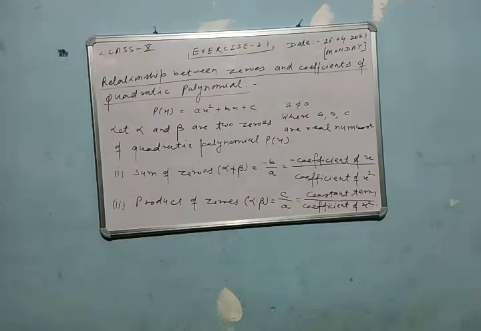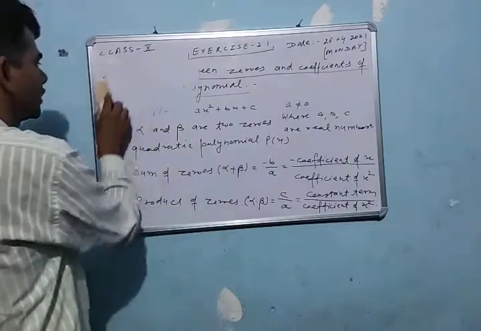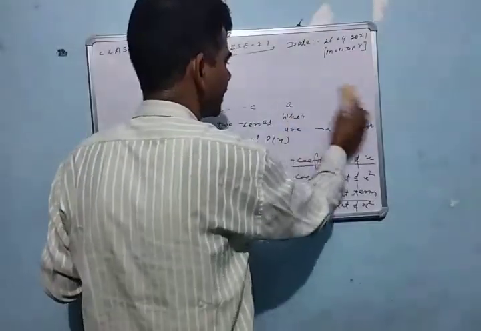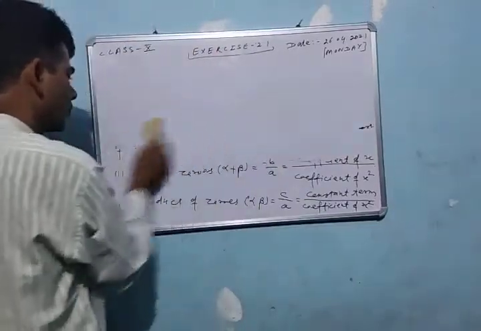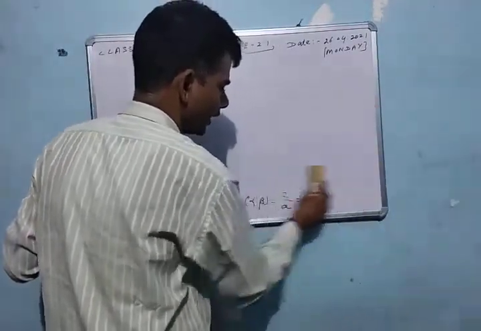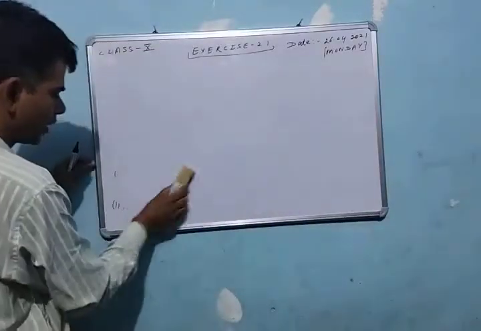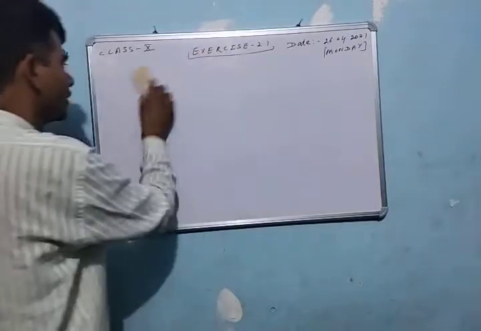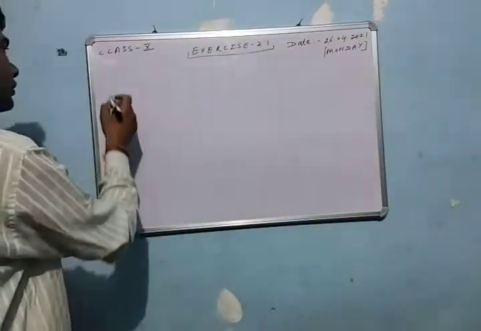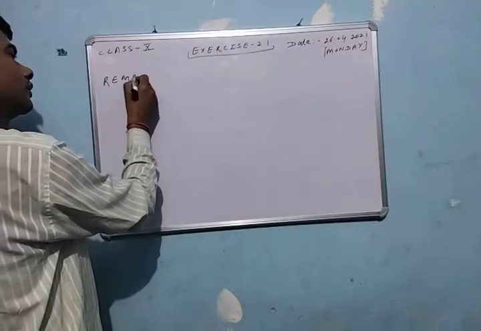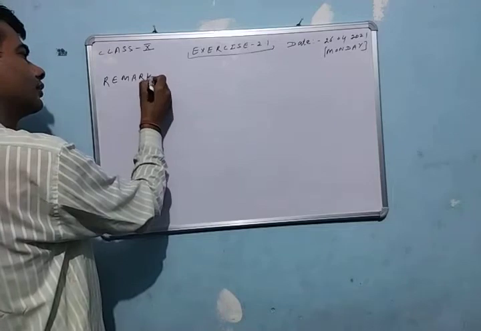Now student, next one is a remark. We are given the sum of zeros and the product of zeros, and we have to make a quadratic polynomial. Then how can you make a quadratic polynomial? Student, remark. Please note it down.